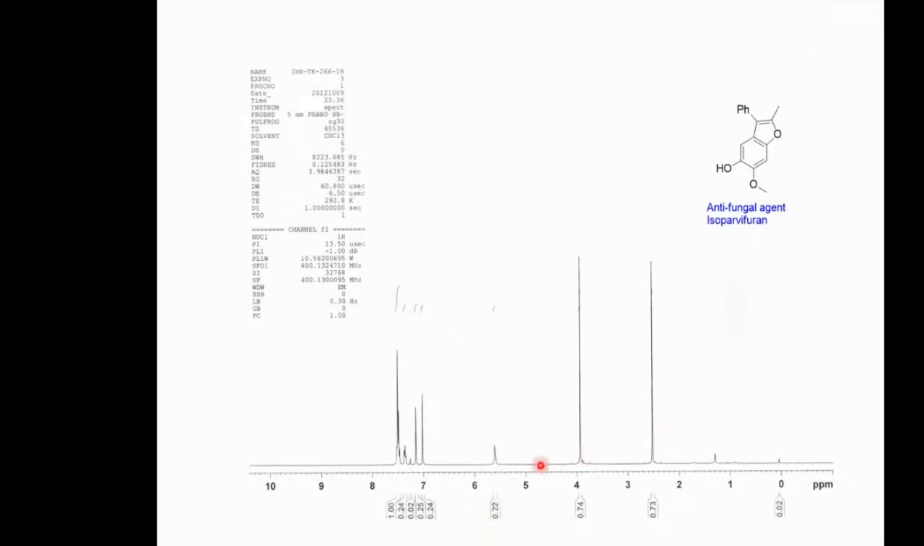Then you have the OH proton coming here. It's slightly broad, the signal. And then you also have five phenyl protons and two other aromatic protons. So these two aromatic protons are coming here. And then 5 phenyl protons, 1 here and 4 here. So all have been accounted for.